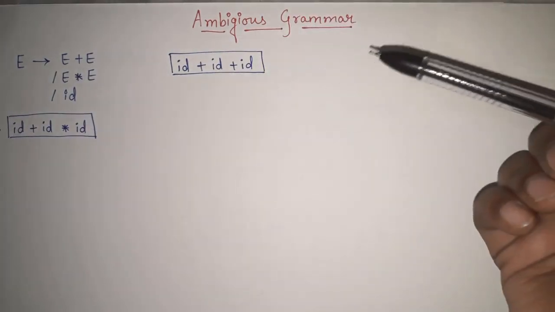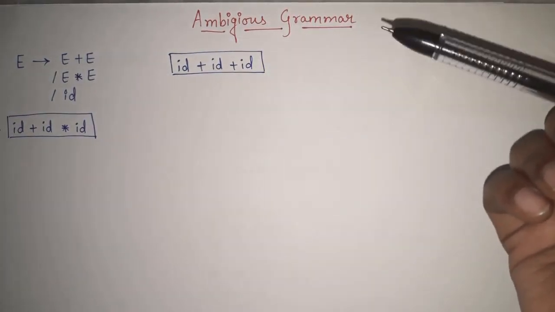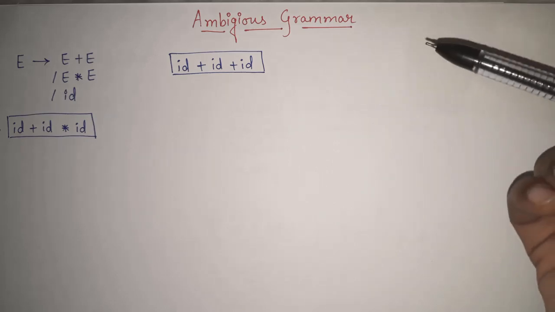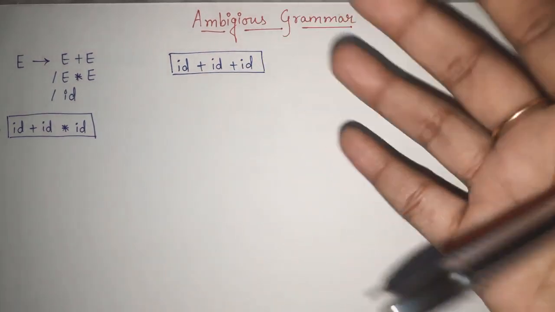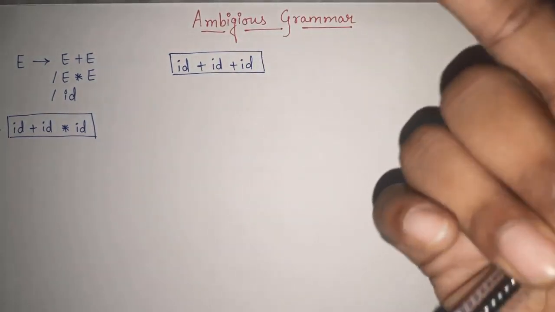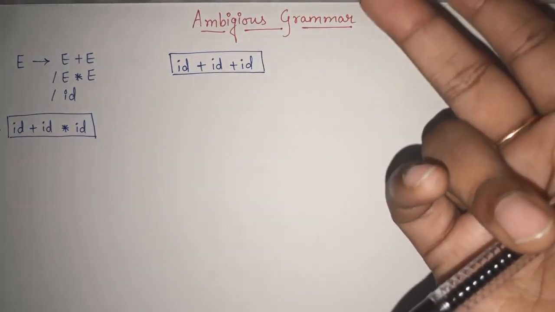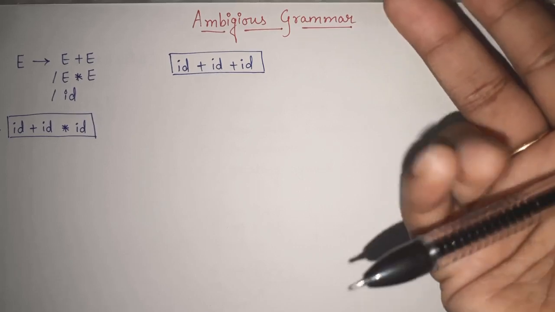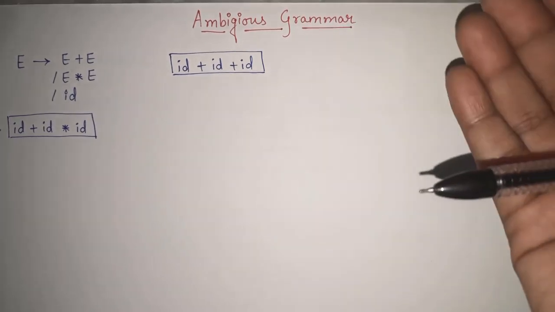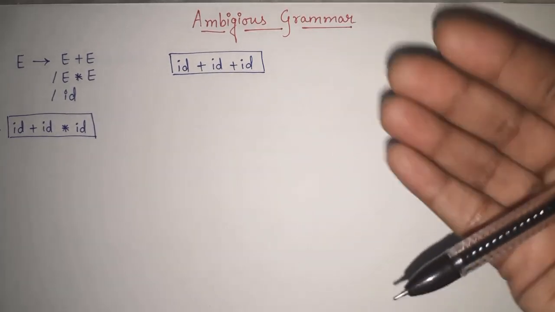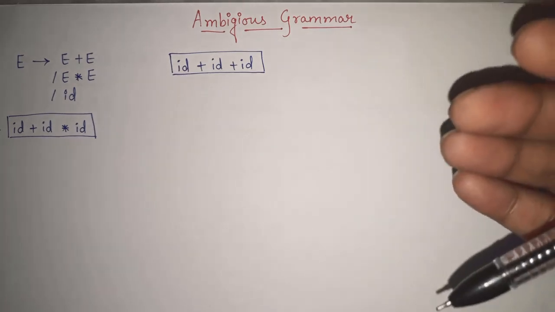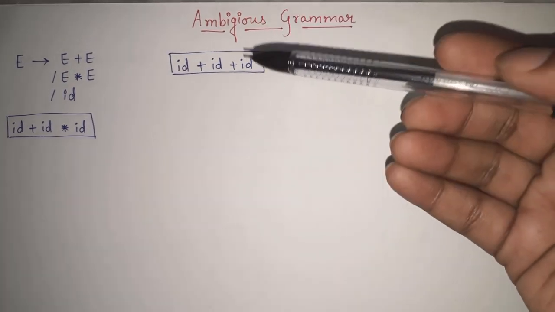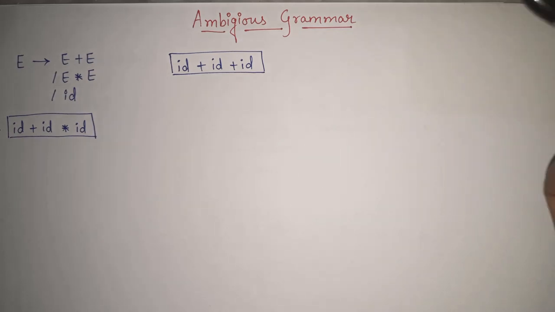Fine, we have already seen what grammar is. You must have understood it already. Now among grammar we have different types, like ambiguous, unambiguous, deterministic, non-deterministic, left recursive, right recursive. These are the different types of grammar. In this particular video we are going to see what are ambiguous and unambiguous grammar.